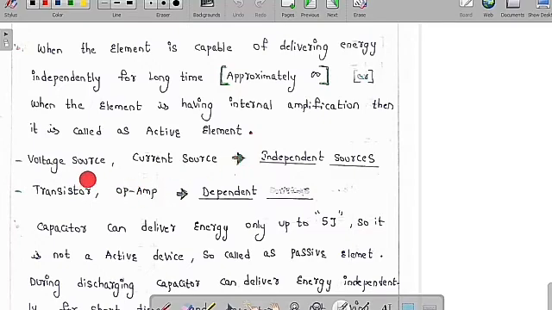So examples of active elements are the voltage source and current source. These are called the independent sources. Whereas a transistor and op amp, because the voltage across one element is going to depend upon some other parameter in that circuit, we are going to call these the dependent sources. Each of them is active, but their sources depend upon some other parameter, so we call them dependent sources.